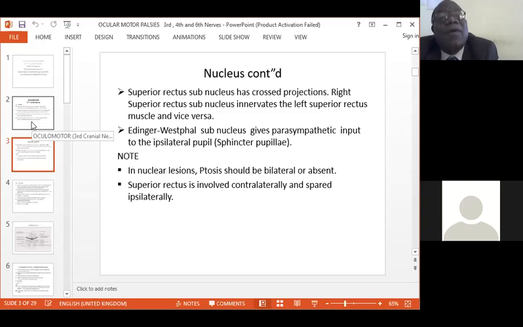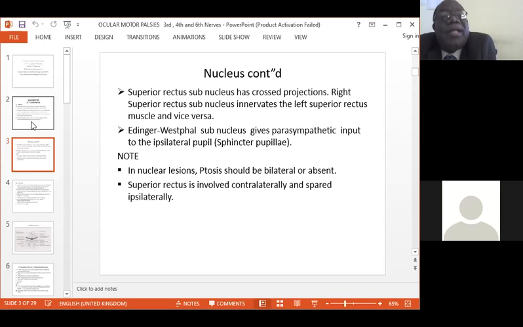Then you've got the Edinger-Westphal subnucleus, which gives out the parasympathetic input to the ipsilateral pupil sphincter pupillae. The sphincter pupillae constricts the pupil. The fibers which go to the sphincter pupillae come from the Edinger-Westphal subnucleus, and the left side goes to the left eyeball. The right side goes to the right side.